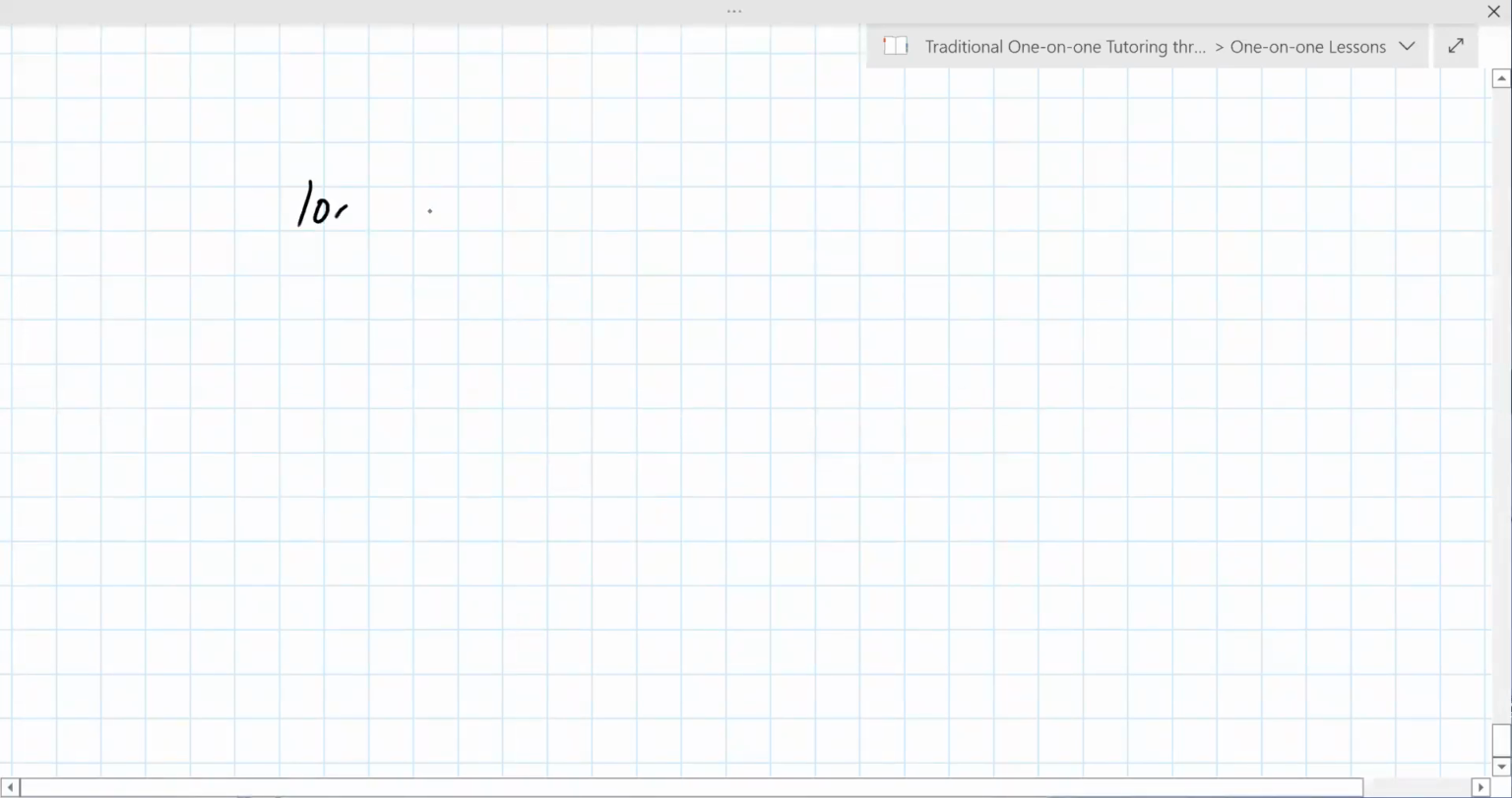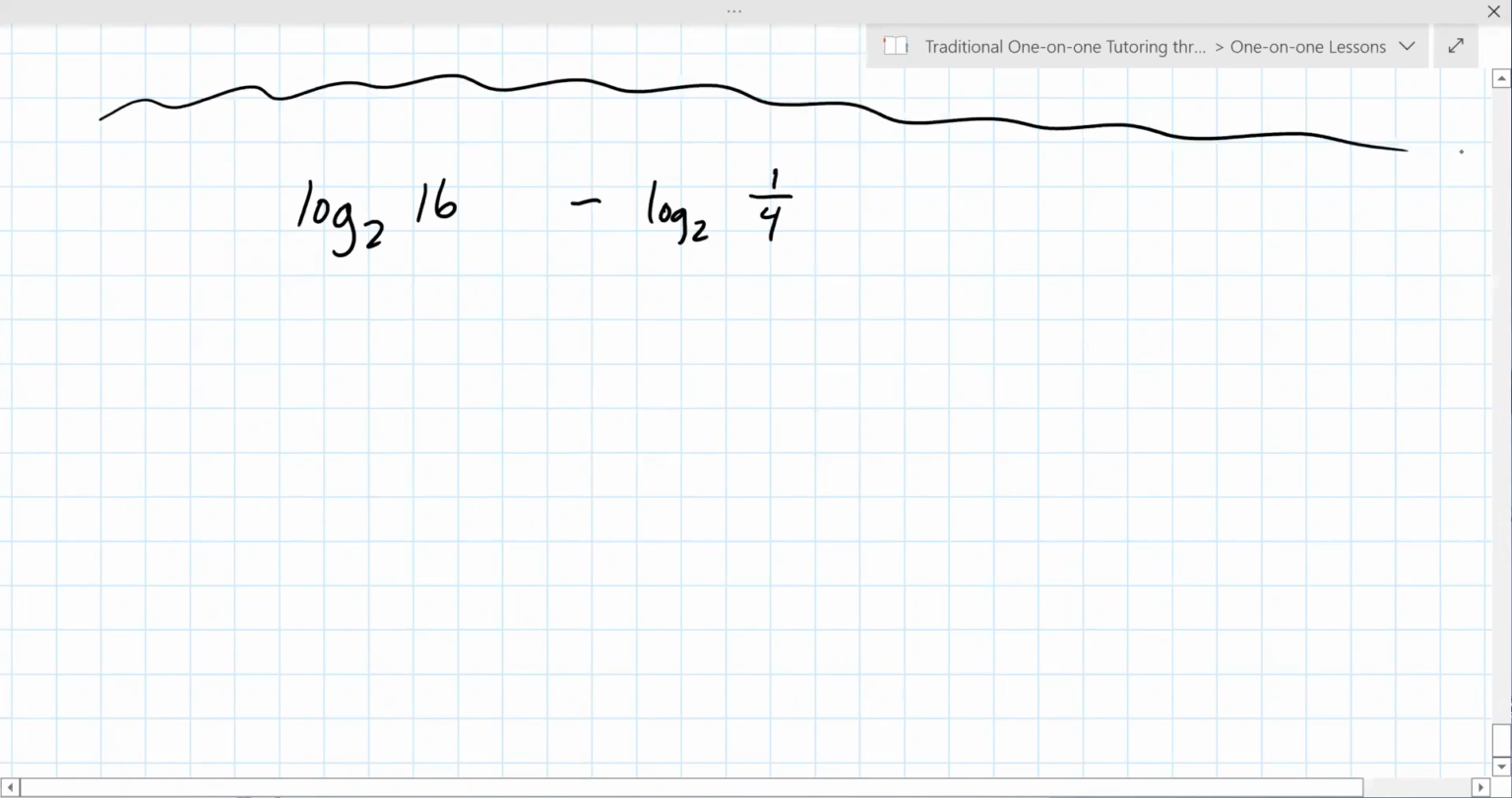Log base 2 of 16 minus log base 2 of 1/4. So the first one would be 4. That's right. It becomes log base 2 of 2 to the 4th, which just means 4 times log base 2 of 2. So it's just 4.